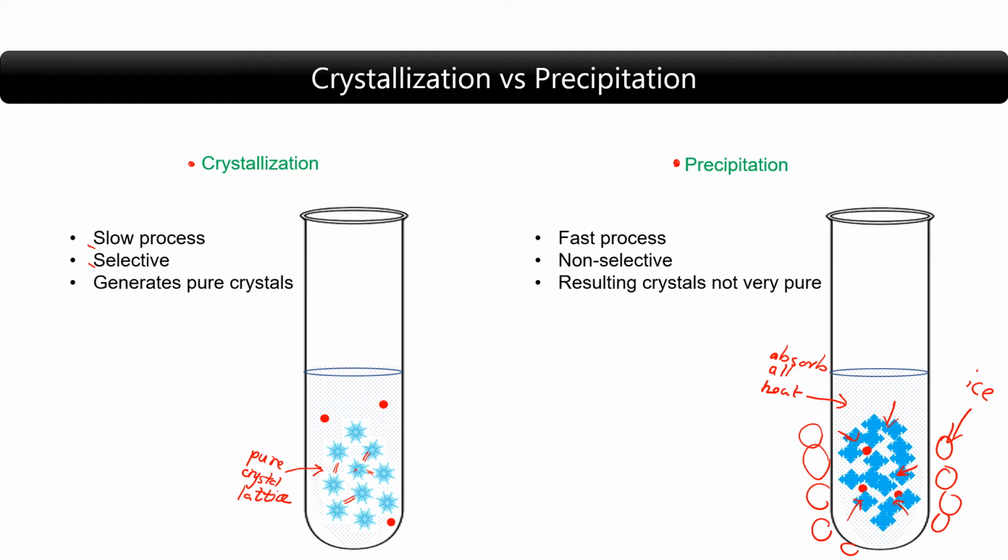And since we're trying to purify these crystals, precipitation would not allow us to achieve that goal, because the crystals obtained via precipitation are going to be impure. So the process we want to happen is crystallization, and that is why it's very important to allow the hot solution to cool down slowly.